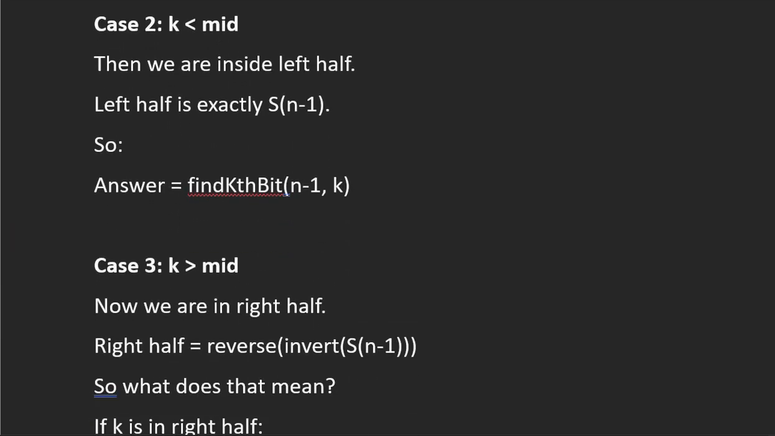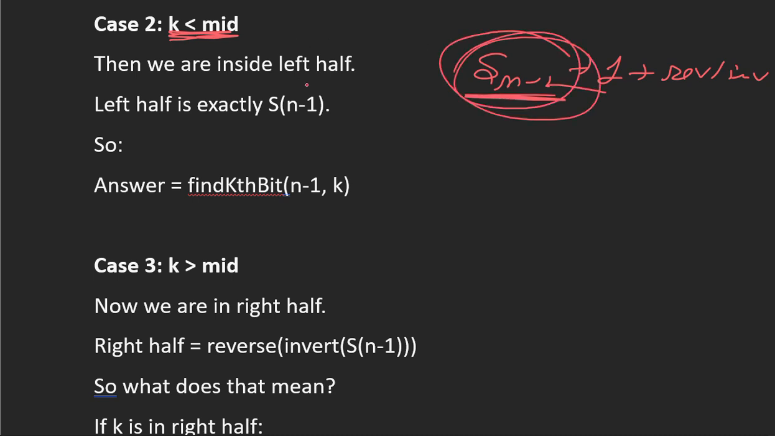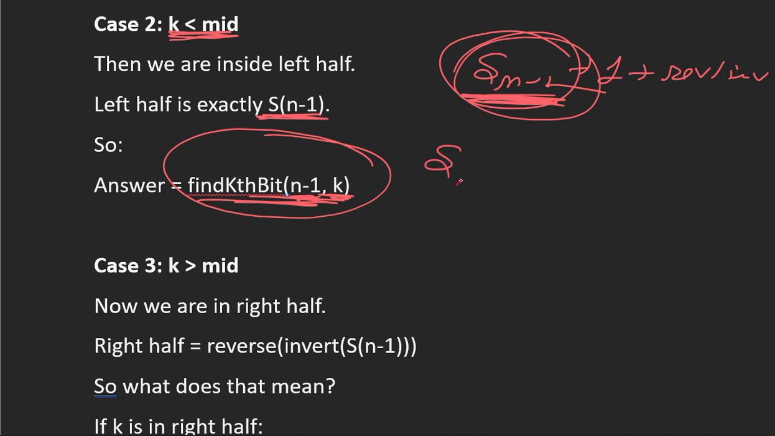Then the second case is if k is less than mid. If k is less than mid, that means we are in the left half, which is S(n-1). So if k is less than this value, then we directly check in the S(n-1) string. So what we do is we will find the k-th bit in S(n-1), because the left half is exactly S(n-1). So we'll be checking in n minus 1 and k, right?